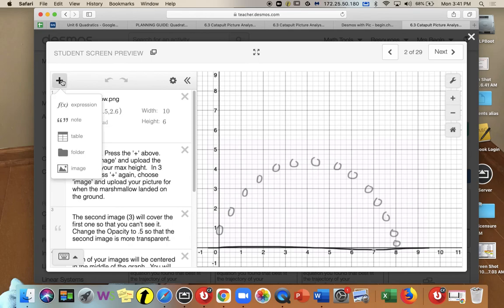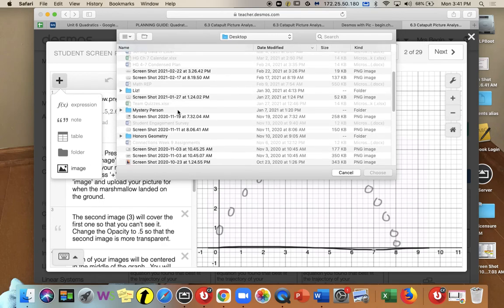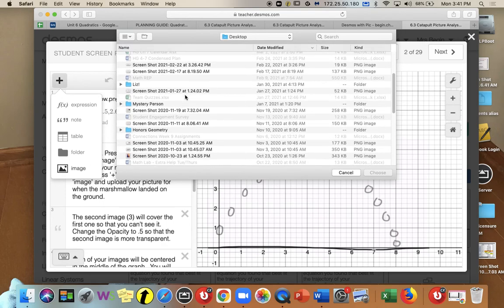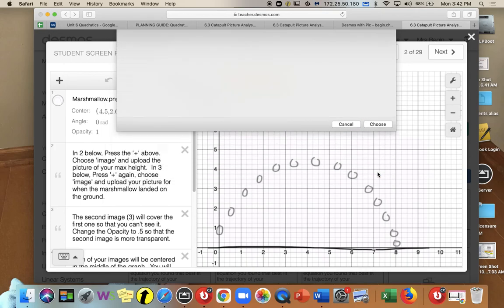You're going to press this plus sign, and then there's an image, and then you're going to select the image that you want to upload. And when you do that, I think I might have deleted mine here. I wonder if I have a different image I can use. Okay, so I'm just going to pick an image, and I'll show you what to do.